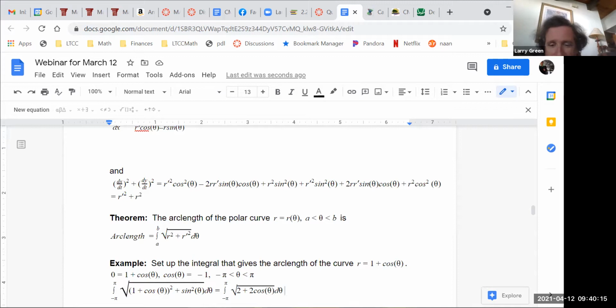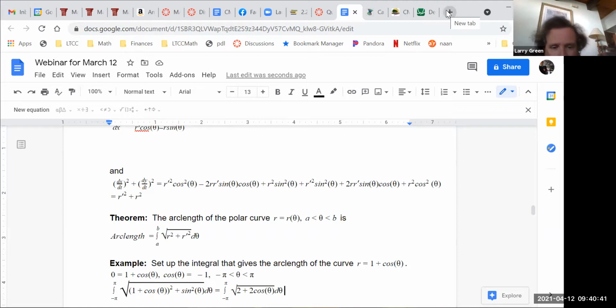Anyone know how to integrate this? It's kind of a mess. I think I'm not going to do it, but you could do it. You could do it using a computer on this one. Any questions on this? Any questions? Okay, in fact, maybe I'll pop it in.